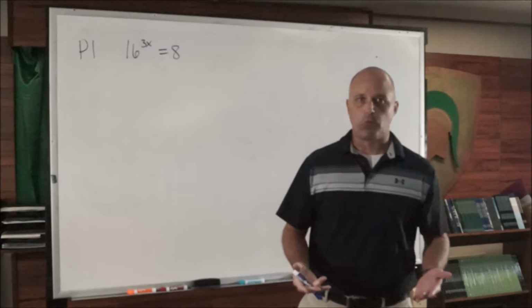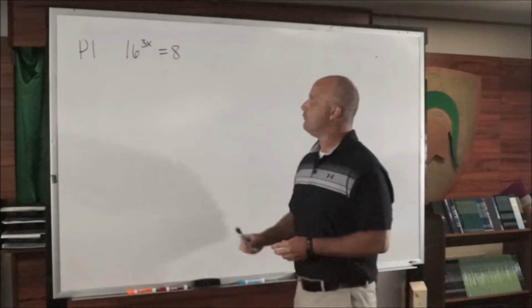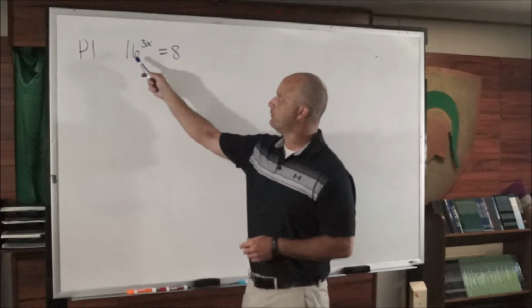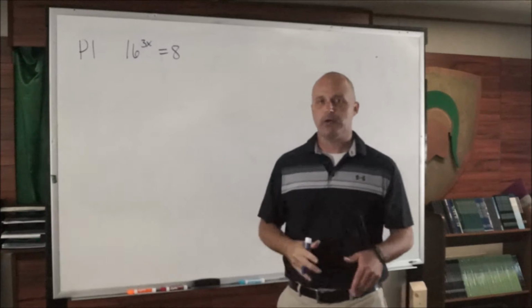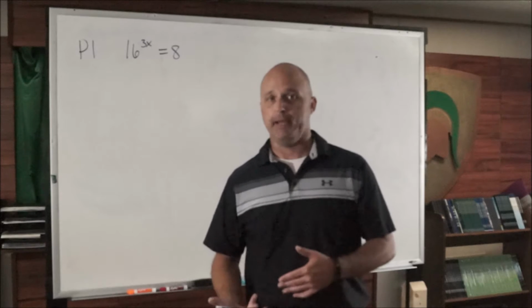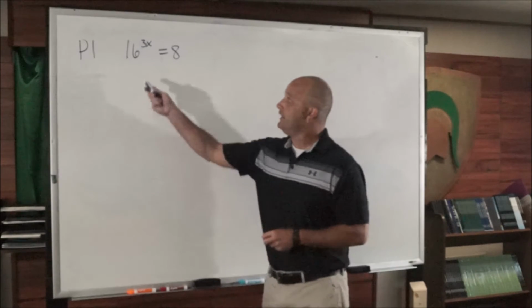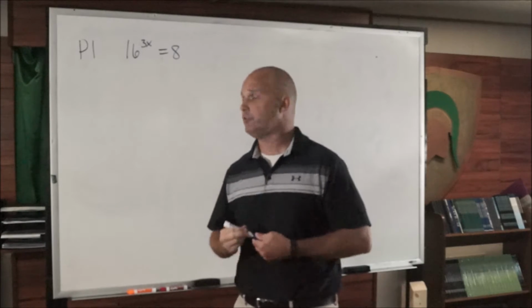So here in problem number 1, we're going to build on some of what you already know, which is that if we ever come up with a problem like this, where we've got 16 to the 3x equals 8, and we want to isolate x and figure out what x is, then what we're going to do is change the bases. So we can take 16 and 8, and we can take them all the way down to a base of 2.